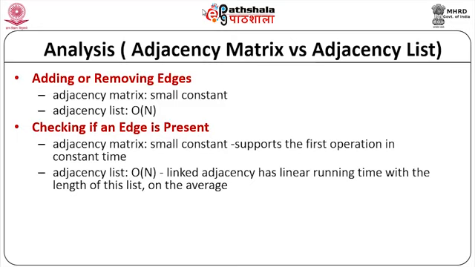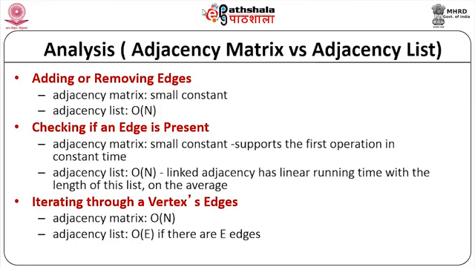Checking if an edge is present or not: adjacency matrix again a small constant, it supports this operation almost in constant time. Adjacency list again of the order of n, since it has linear running time with the length of the list on an average. Iterating through the vertices' edges, for an adjacency matrix it is of the order of n, but in an adjacency list, because you are storing only the edges, if there are e edges it is of the order of e, which will be less than the number of vertices, assuming a sparse graph. So, this is the analysis of adjacency matrix versus adjacency list.